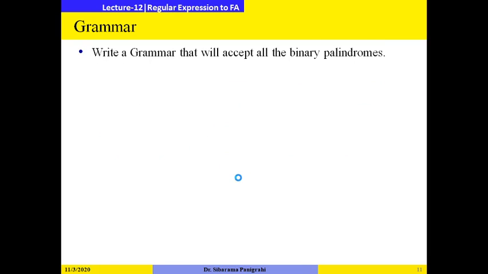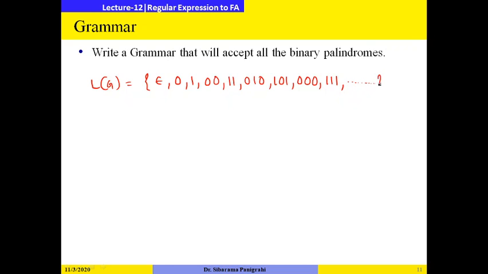Now let me go through another example. Write a grammar that will accept all the binary palindromes, means it will accept the zero length, all the even length palindromes, as well as all the odd length palindromes. So the language accepted by this is L of G equal to epsilon, 0, 1, 00, 11, 101, 010, 000, 111, all length palindromes. It contains both even and odd, right?